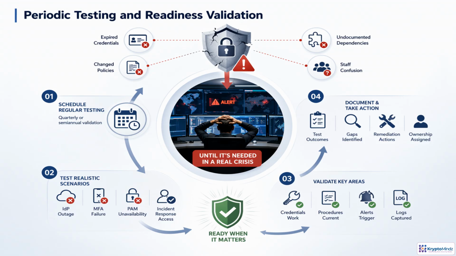Reliability comes from testing before an emergency. Schedule validation on a recurring cadence, such as quarterly or semi-annually, and make the test realistic. Simulate identity provider outages, MFA failures, PAM downtime, and urgent incident response access. Then verify the essentials. Credentials still work, procedures match reality, alerts fire, and logs are captured. The most important output is action. Record the results, identify gaps, assign owners, and track remediation. Readiness is not a document. It is a tested capability.